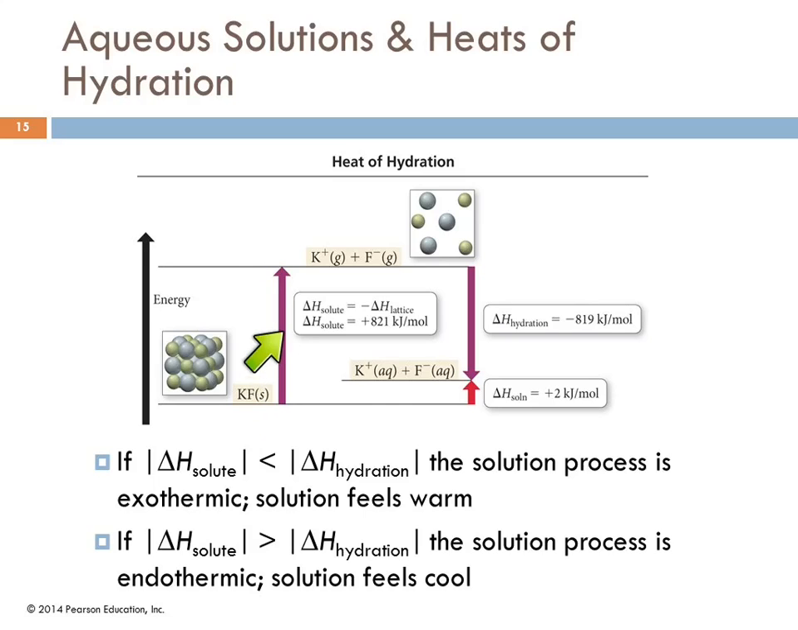If this one is larger than that one, then we have an exothermic process. And where does the extra energy go? It goes into the surroundings, and it feels warm. Any questions? That was a really horrendous explanation of that.